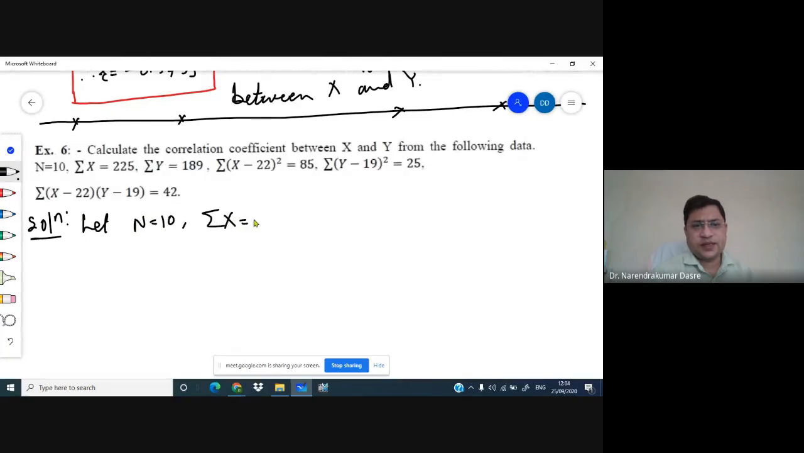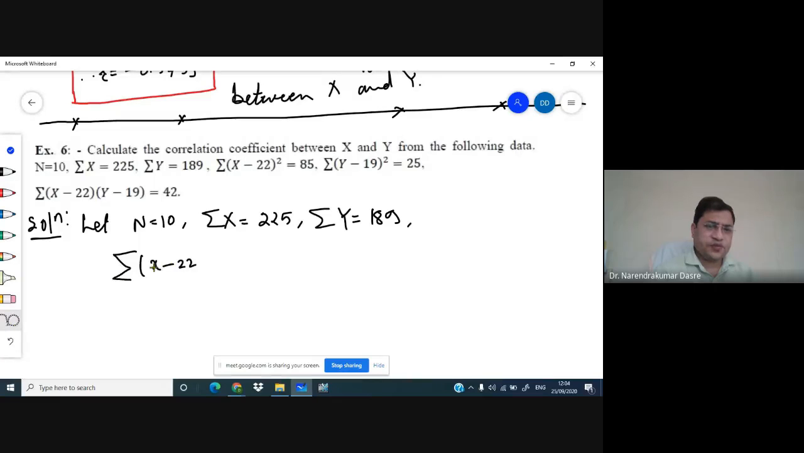Summation capital X is equal to 25. Summation capital Y is equal to 189. Then what is the term you will be having? Summation X minus 22. So please be careful while writing the small x and capital X. All our variables are capital, but we are converting them to small.